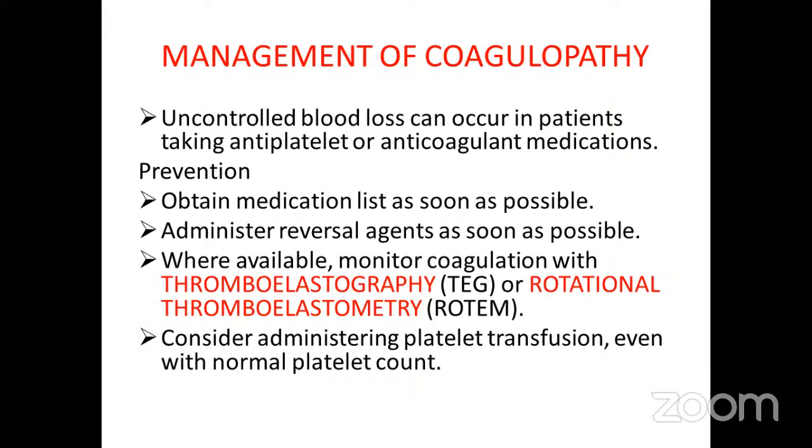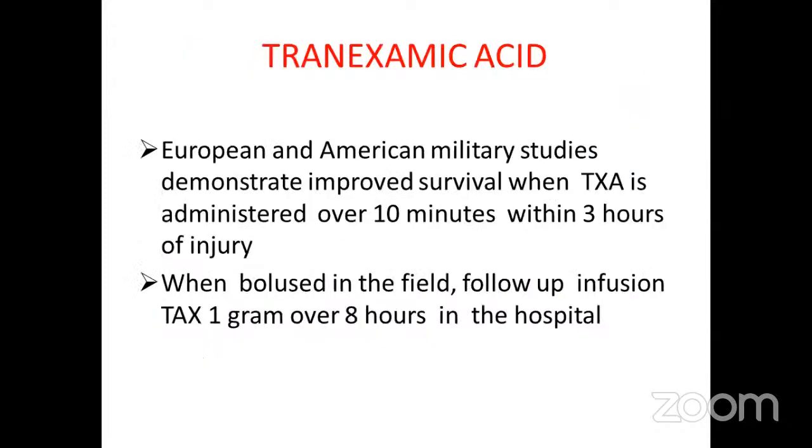And on the management of coagulopathy, uncontrolled blood loss can occur in patients who are taking antiplatelet and anticoagulant medications. So you should have an initial sample, if available, on monitors like thromboelastogram or ROTEM. This should be considered. This helps in assessing the coagulation deficit of a patient. And consider administering platelet transfusion even with a normal platelet count when there is a deficit of platelet function. So this we can know through the TEG or a ROTEM.